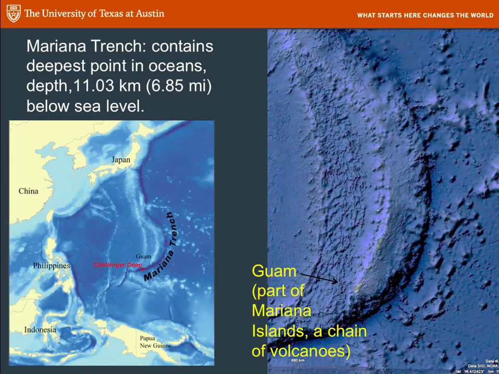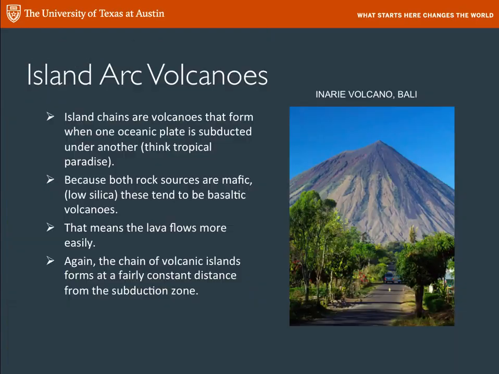Here is the Mariana Trench. It is the deepest point in the ocean, 6.85 miles below sea level. That is a really deep trench. And you can see the chain of islands above it, and parallel to it, the island of Guam is part of the Mariana Islands near the Mariana Trench. Island chains of this type are called island arc volcanoes.